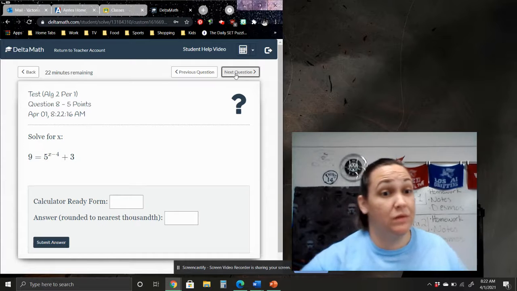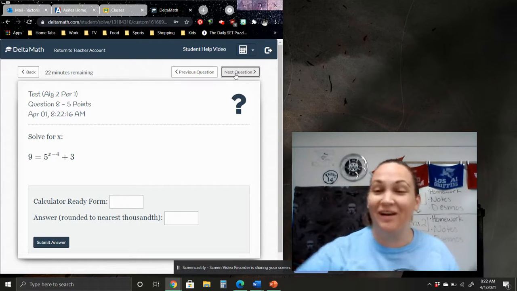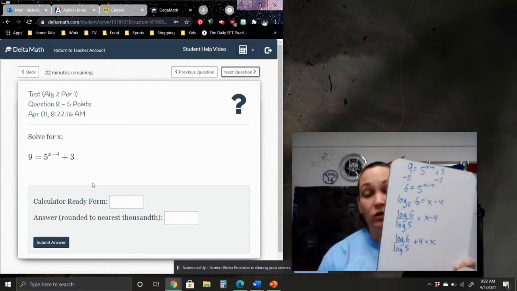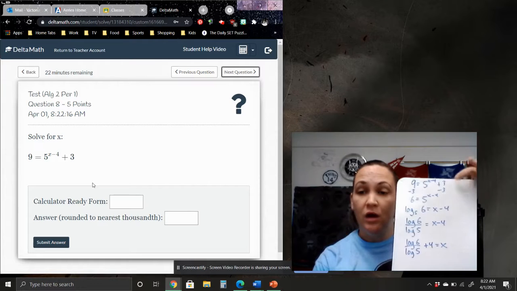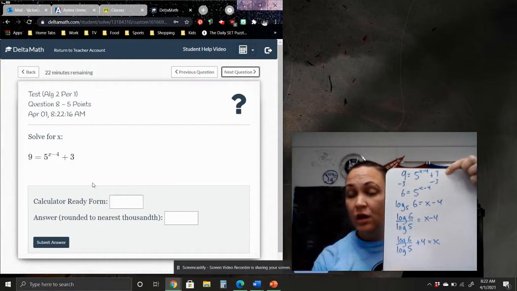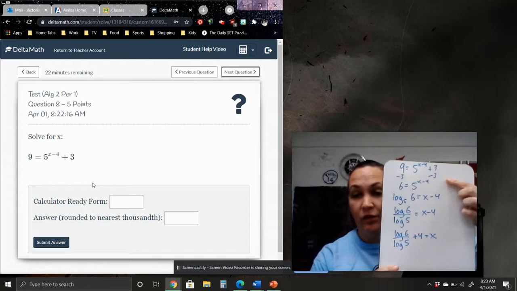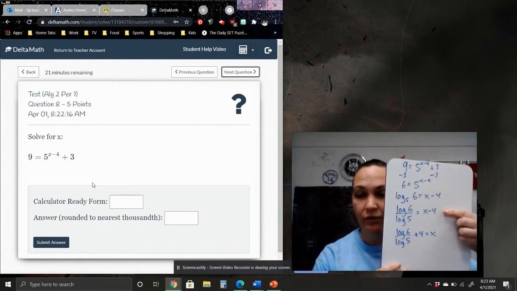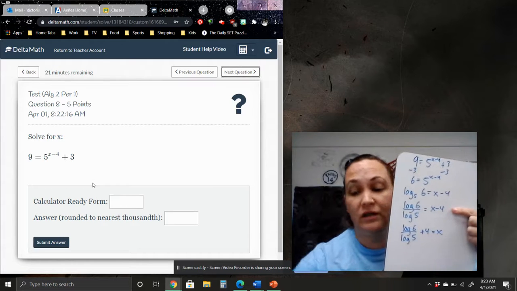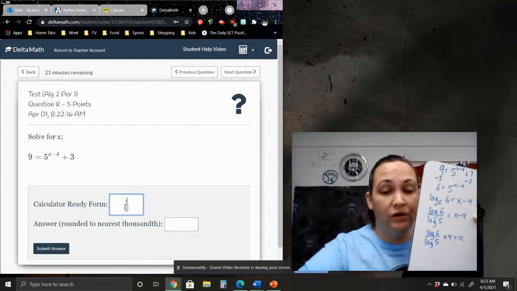All right, this one's going to be a little bit more intense, so I think I'm going to do my work and then I'll show you what I got when I'm done. All right, so on this one, a little bit more intense because we needed to do a precept. We had to move that 3 over first because it's not part of the exponent form. And then after I moved the 3 over, now I can change it to logarithmic form. And then just remember that for your calculator ready format, you do need to have the x be all by itself. So if you still have stuff with the x, then you're not in calculator ready format.